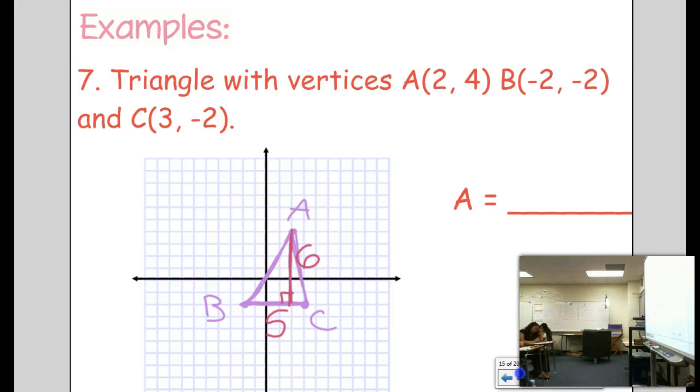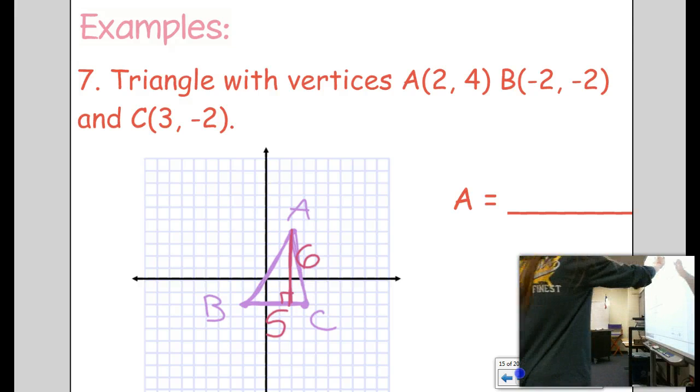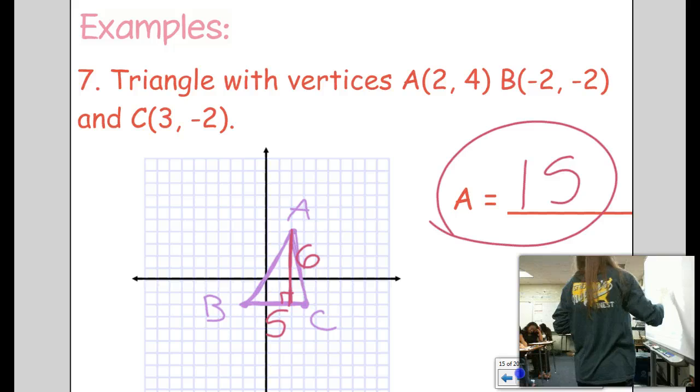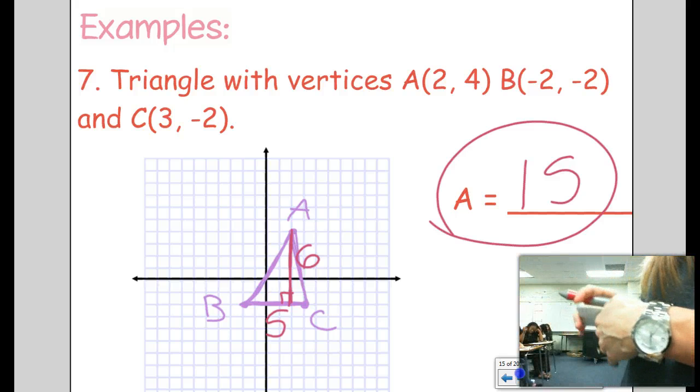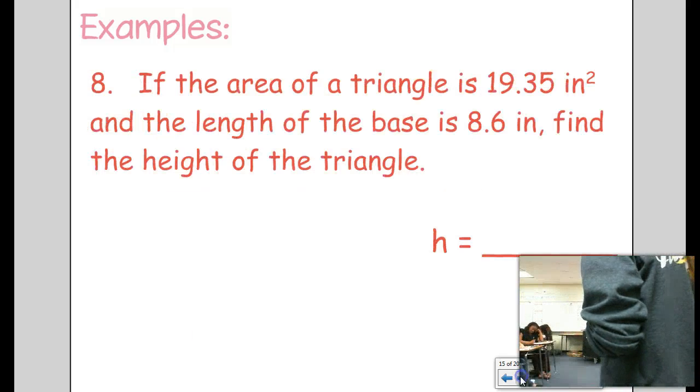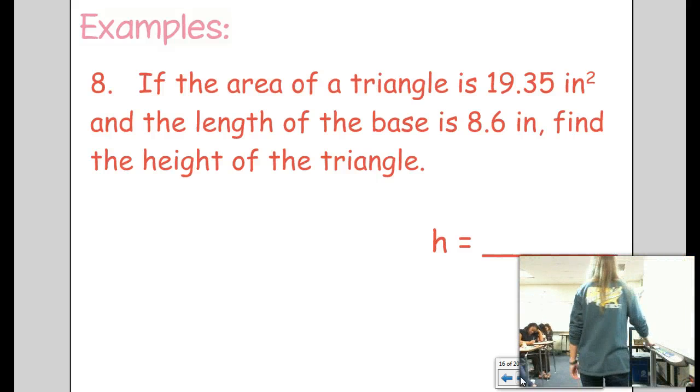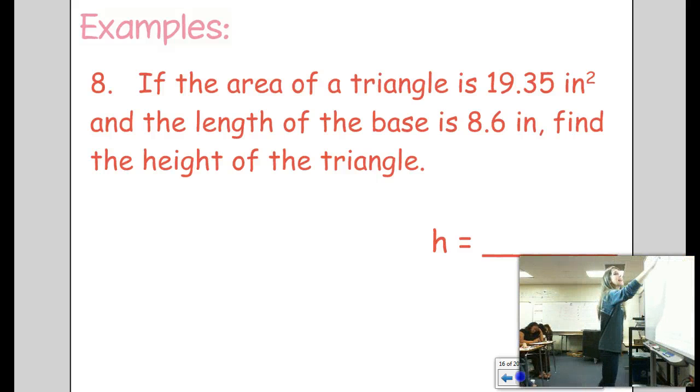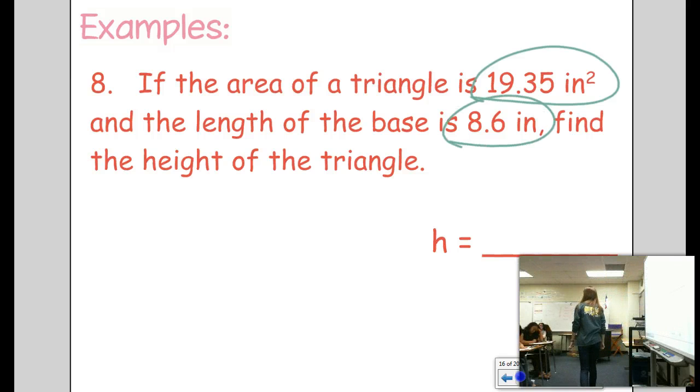5 times 6? 30 divided by 2? 15. That's the part everyone forgets, is to divide by 2. Don't be that student who forgets to divide by 2. Last problem. Y'all are doing so good today. Last problem. I give you the area. I give you the base, and you have to find the height. That's called working backwards.